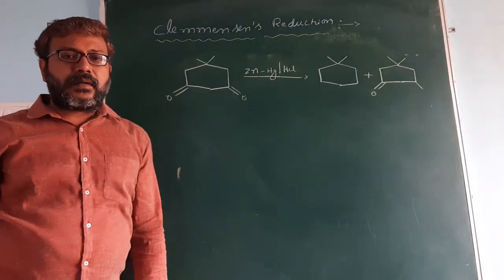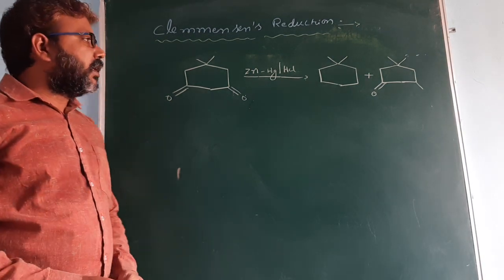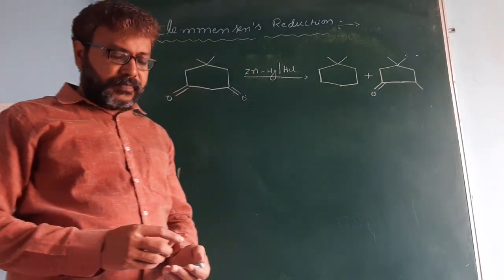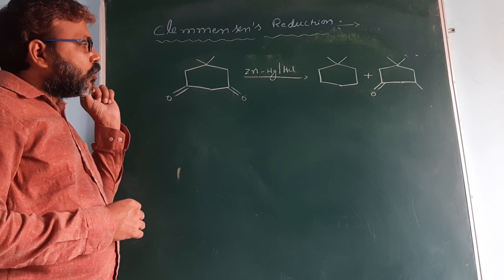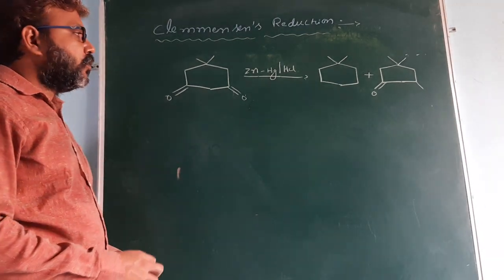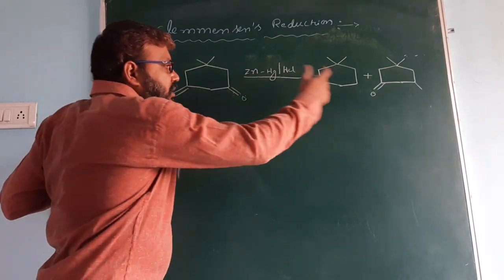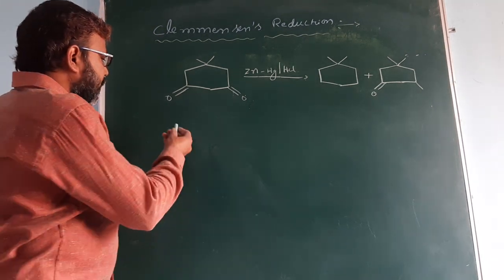So 1,3 diketones undergo Clemmensen reduction, you get a rearranged product. Here ring contraction takes place. Already you know the general mechanism of how a C double bond O group is converted to a CH2 group. Now you see the reaction mechanism, how a 6-member ring is converted to a 5-member ring.